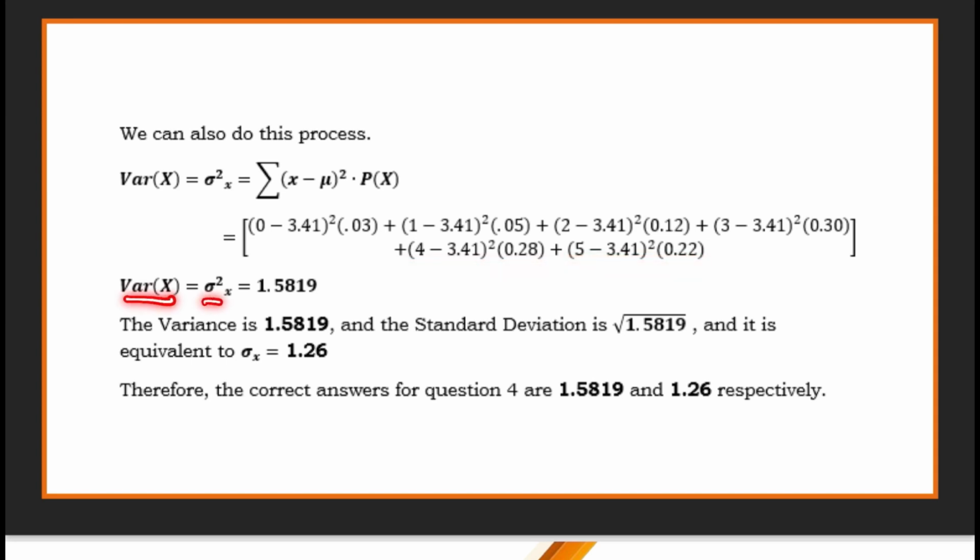Therefore, the variance or sigma squared is equal to 1.58, which is equal to our previous solution. So since the variance is 1.5819, the standard deviation is simply the square root of 1.5819, and it is equivalent to sigma equal to 1.26. Therefore, the correct answers for question 4 are 1.5819 and 1.26 respectively.